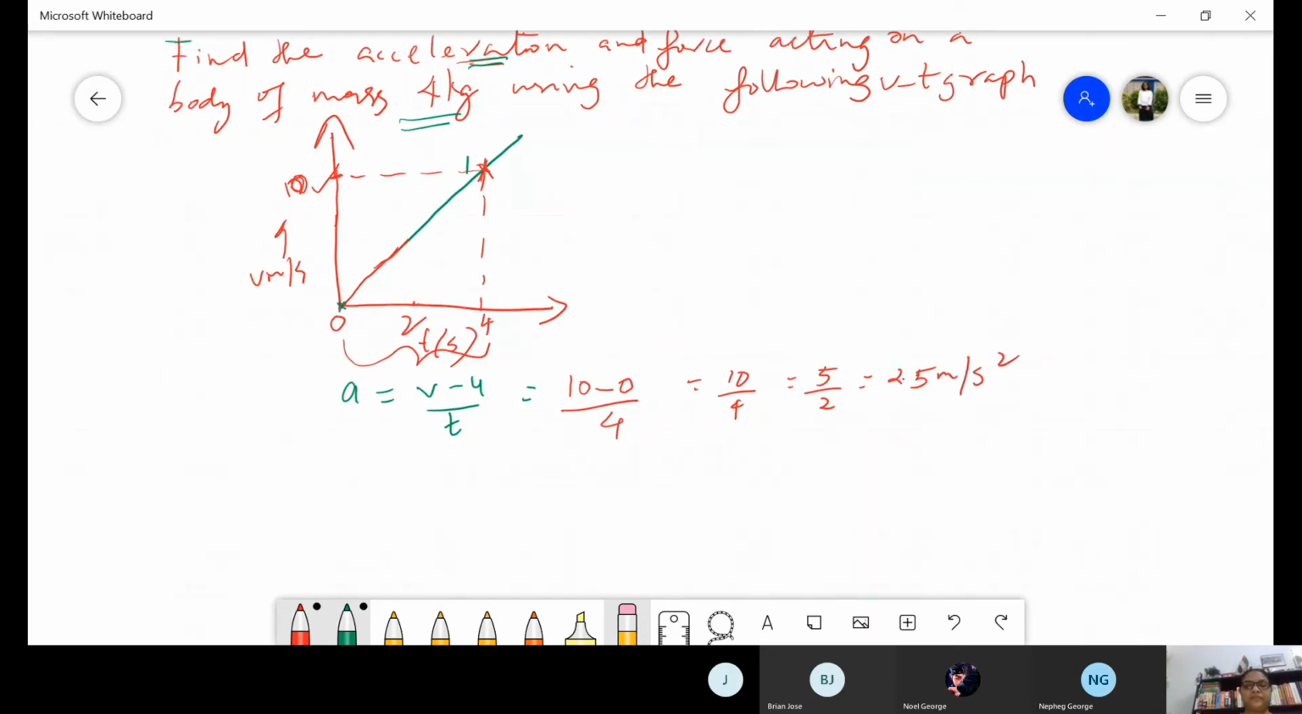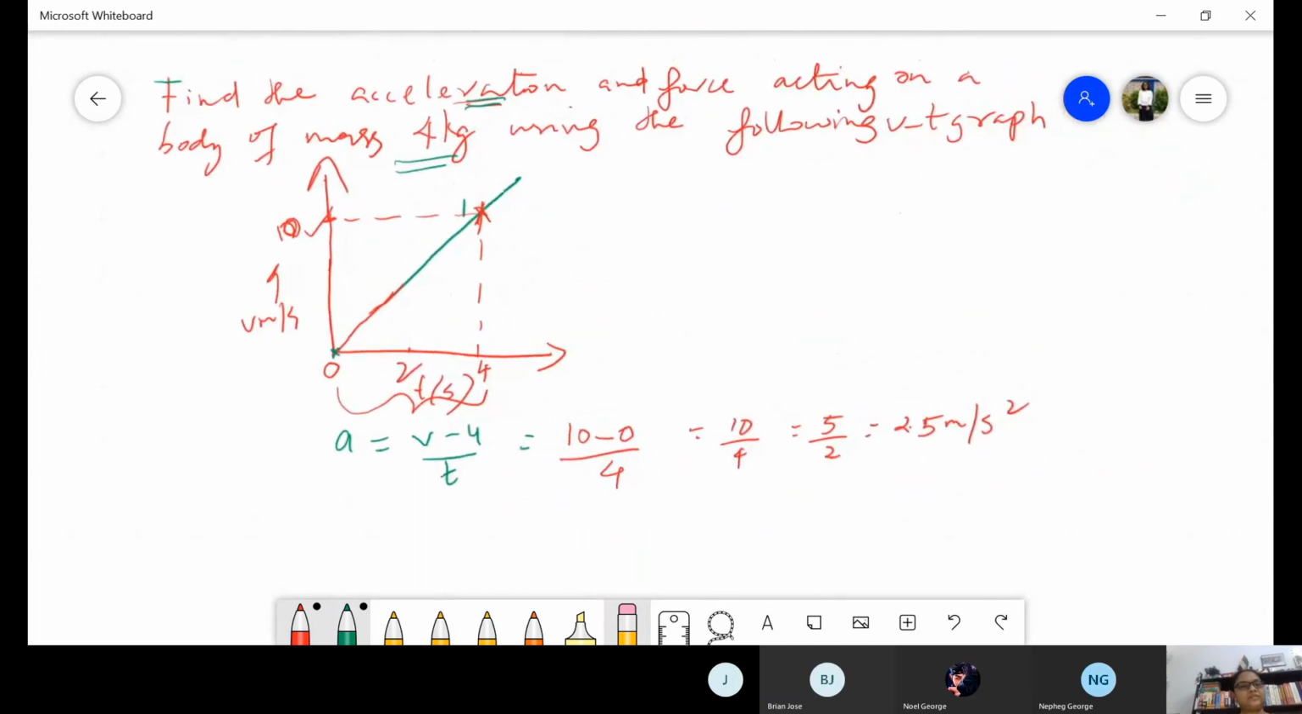Now this is the acceleration from the graph. I hope you understand. Just find out using the formula V minus U by T. So initial velocity is 0. After time, that is 4 seconds, the velocity of the object is 10 meter per second. So V minus U by T will give you the acceleration.